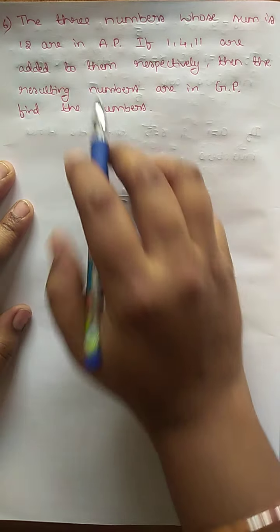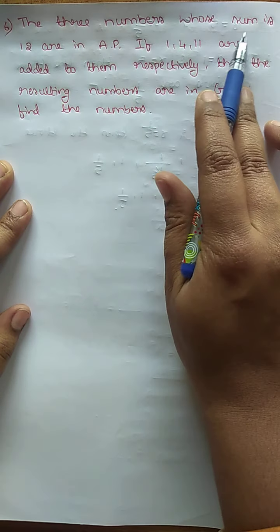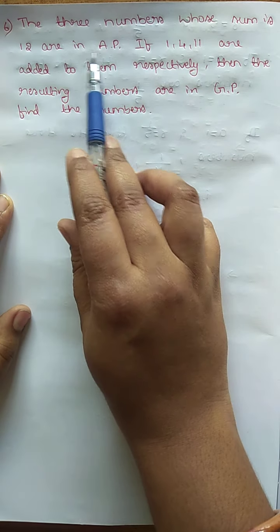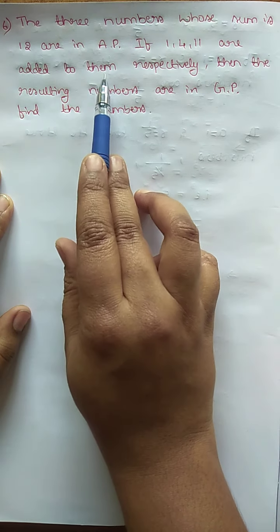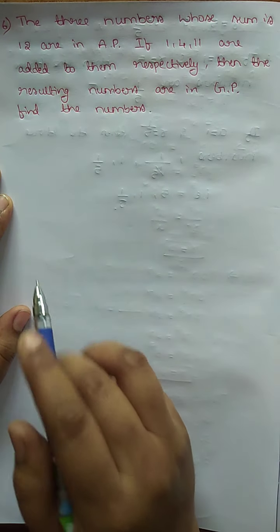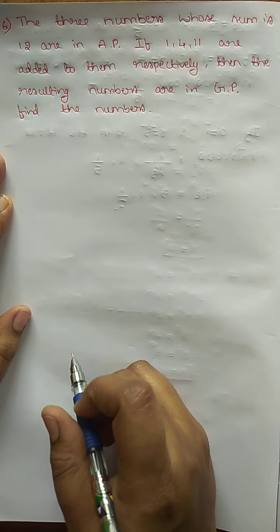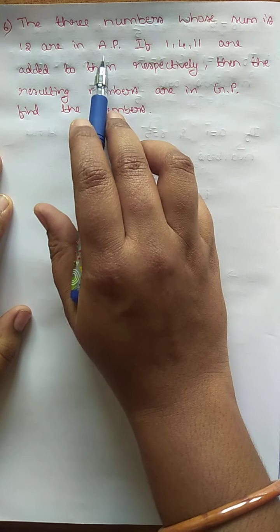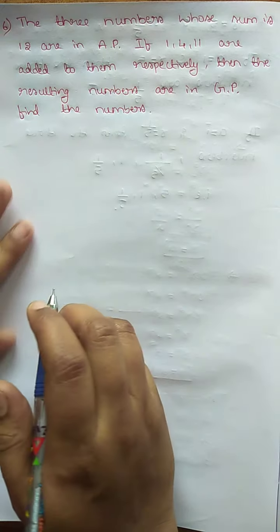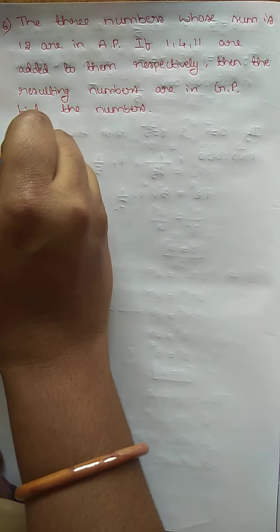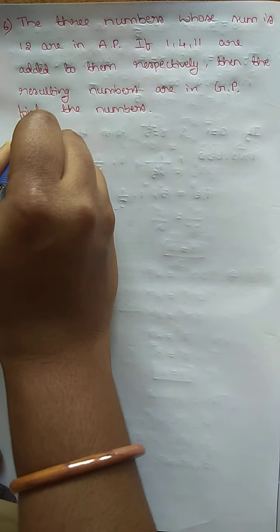Next problem: the three numbers whose sum is 12 are in AP. If 1, 4, 11 are added to them respectively, then the resulting numbers are in GP. Find the numbers. First we have to consider the numbers in AP, whose sum is 12.